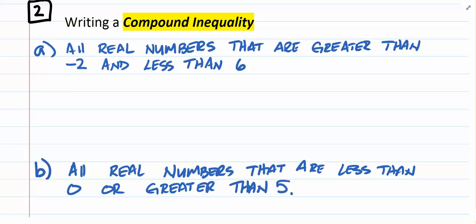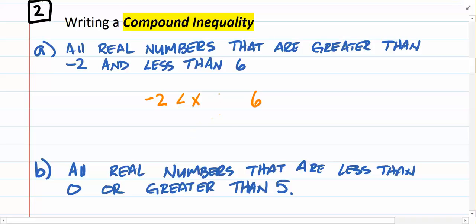Box number 2, we have an example. We're going to write a compound inequality. Part A says all real numbers that are greater than negative 2 and at the same time less than 6. So here's what I want. Negative 2 and 6. These are my end caps, right? You can think of negative 2 as the smallest, 6 as the biggest. And I want all numbers in the middle. So I want negative 2 to be less than x, which is less than 6. So this right here is my compound inequality.